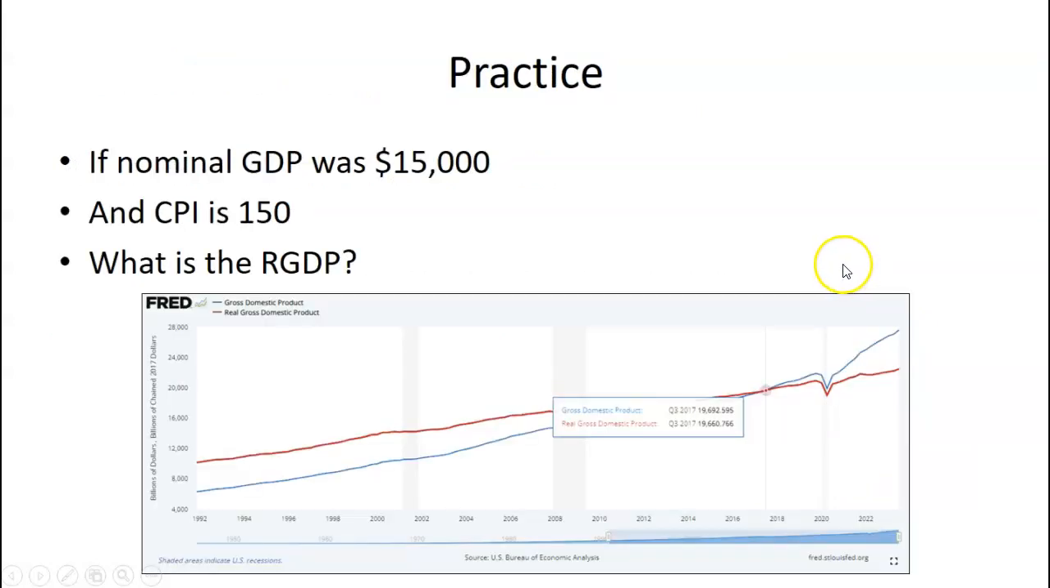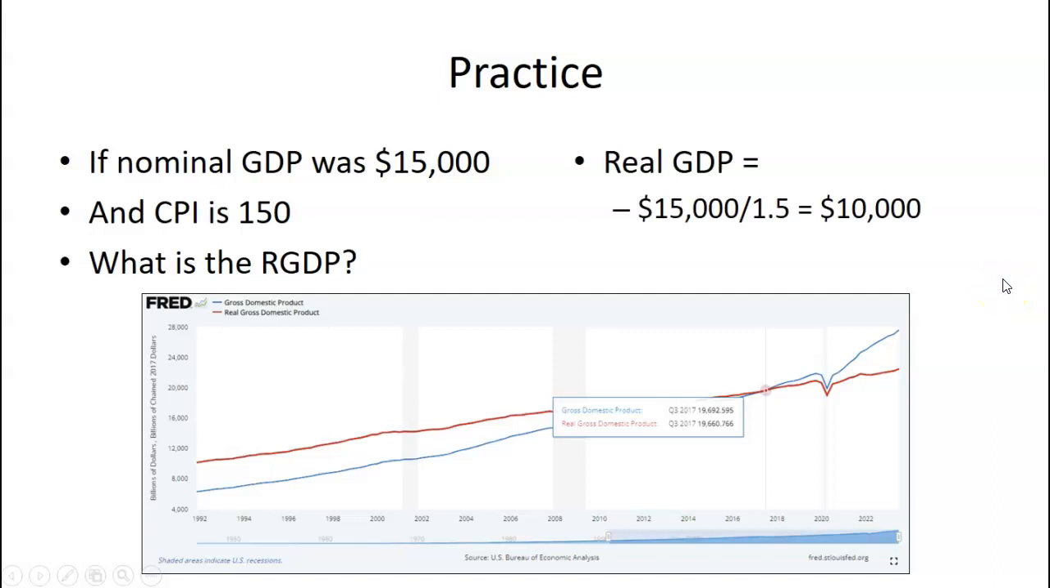So for example, if the GDP was 15,000 and the CPI is 150, what is the real GDP? Pause, take a moment, think about it, and get back to us. And unpause. You get $10,000. So just plug into that equation.